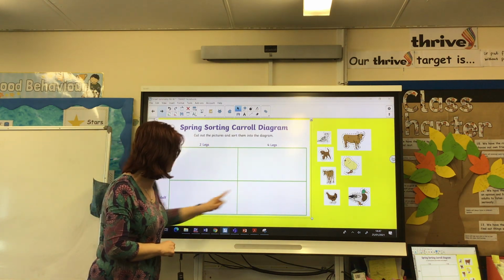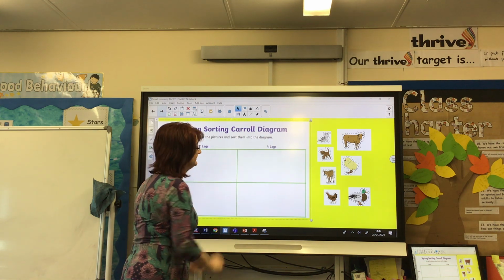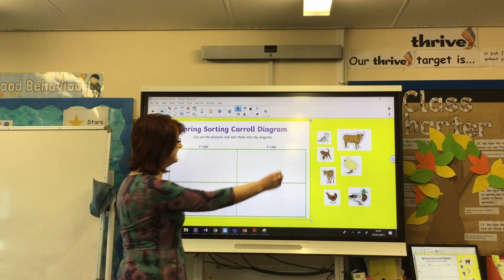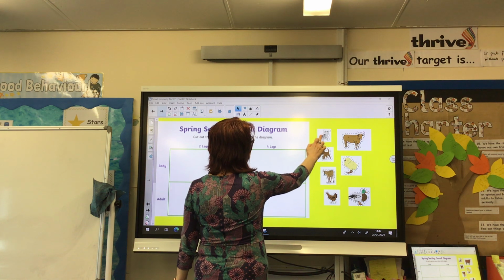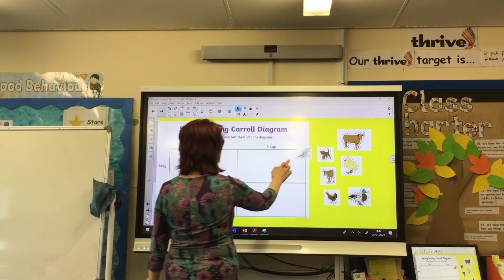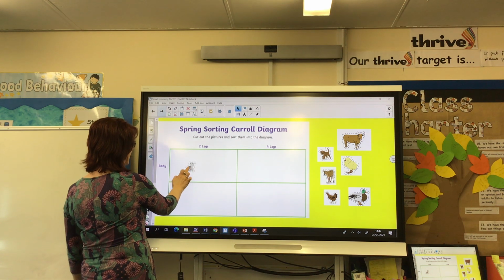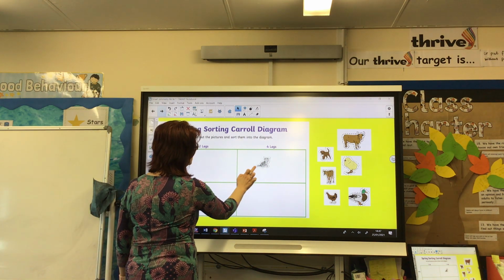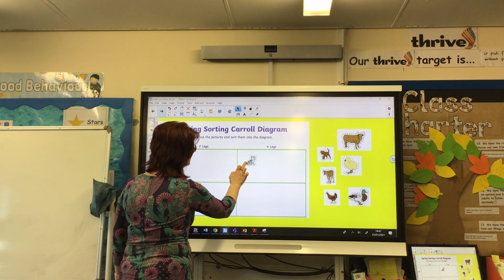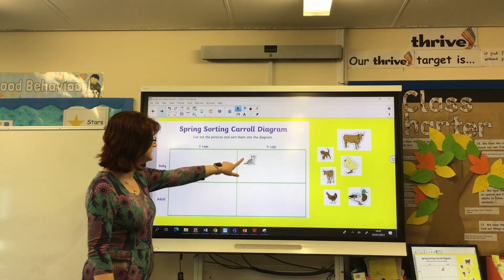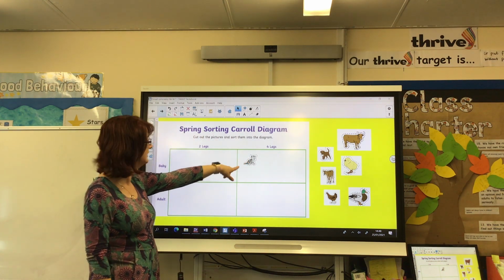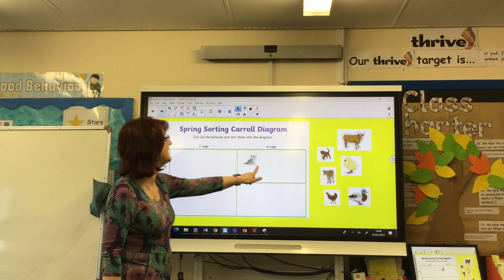4 legs and an adult for that box there. Let's have a look at our animals then. Let's start with this one. This is a kitten, so we know straight away it's a baby. Has it got 2 legs? Is it going to go here? Or has it got 4 legs? You're right, kittens have 4 legs. It's going in there. So this is telling me they just sorted this animal, 4 legs, and it's a baby.